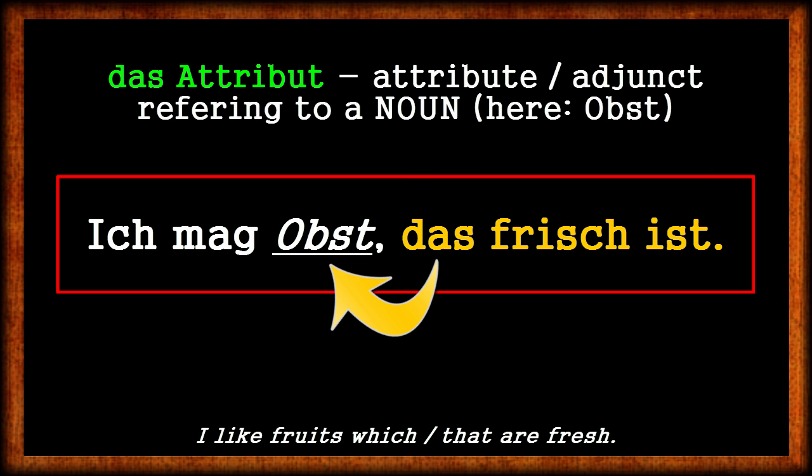An attribute or adjunct, das Attribut, specifies a noun and adds details to it. In this exemplary sentence, we get to know that the person saying this does not refer to fruits in general, but only to fresh fruits.